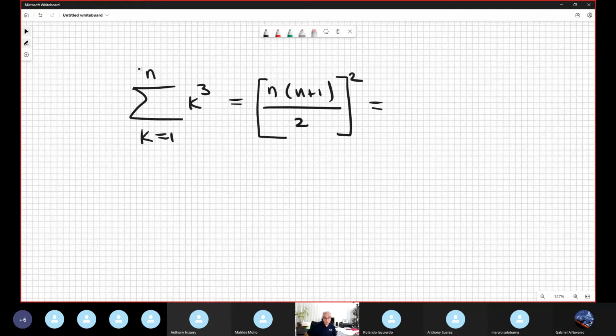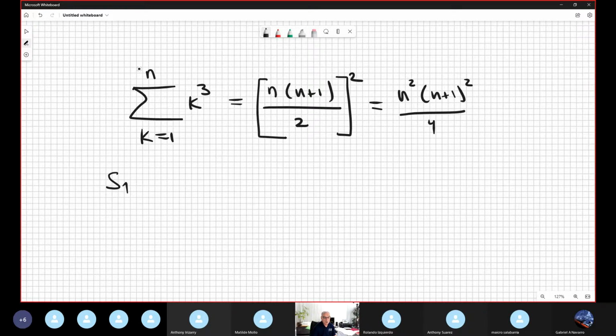This is the formula. I give you one moment, and you never say, well, professor, where I come from this? So now, this is equivalent to say n squared, n plus 1 squared, divided by 4, no? Square everything. Okay, let's start mathematical induction.